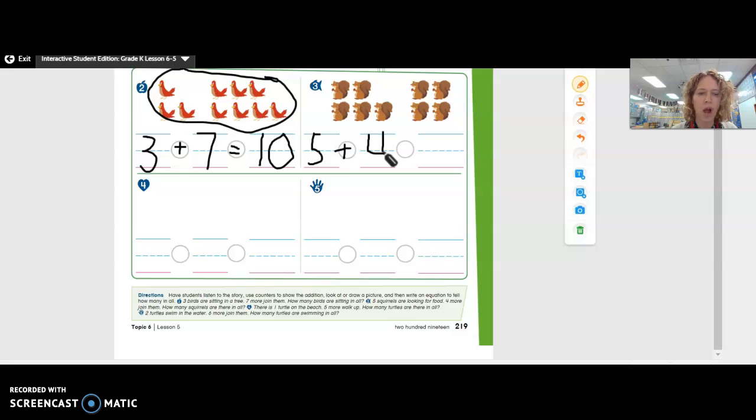How many squirrels are in all? Whoops, I'm going to finish my 4 here. So when they're asking how many in all, they want to know how many all together. So we're going to circle them and count.